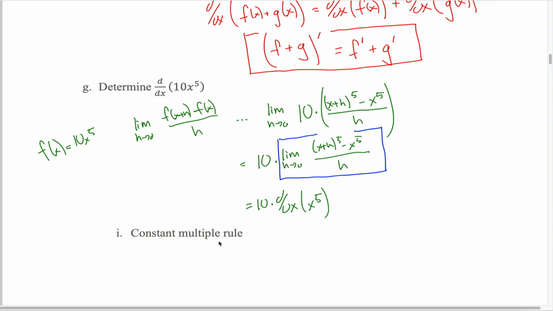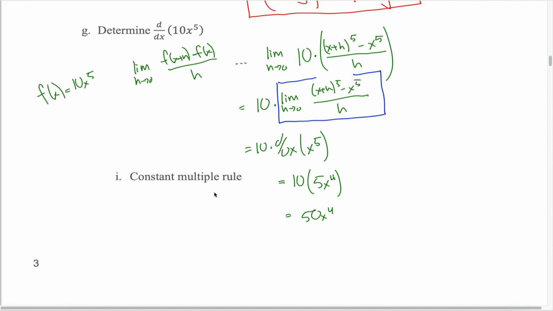But what this constant multiple rule is telling me is that when you're taking the derivative of something like 10 times x to the fifth power, you can rewrite that as 10 times the derivative of x to the fifth power. And as long as you know the derivative of x to the fifth power, which, by the way, you do using the power rule, it's 5x to the fourth power, then you're able to answer the original question. My final answer here would be something like 50x to the fourth power is the derivative of 10x to the fifth power. More generally speaking, this constant multiple rule tells me that if I'm taking the derivative of a constant times some function f of x, that's equal to the constant times the derivative of that function f of x.